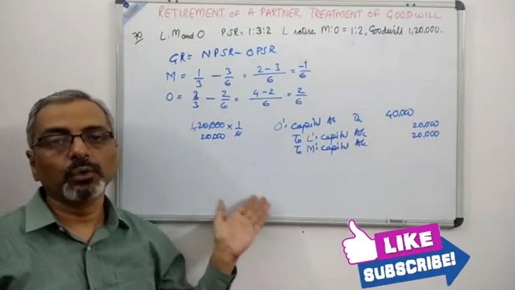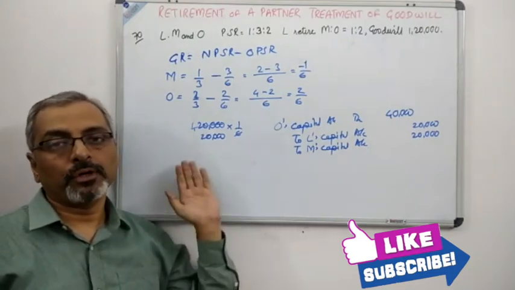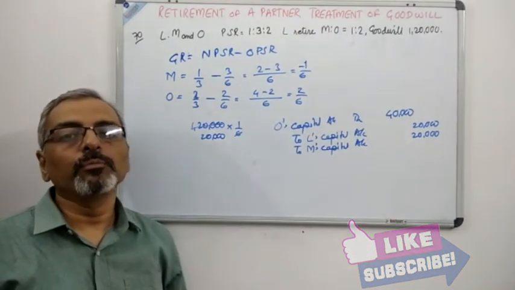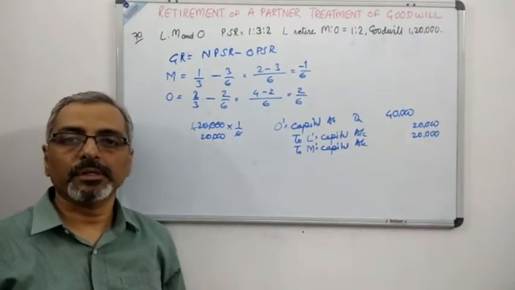So this concludes the sums on treatment of goodwill on retirement of a partner. We will move on to the next part of the chapter very soon.